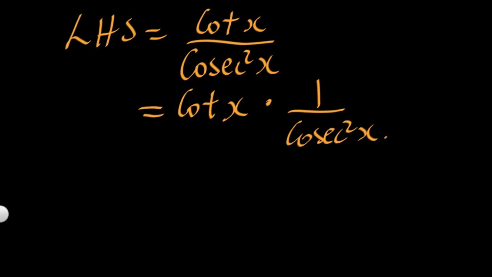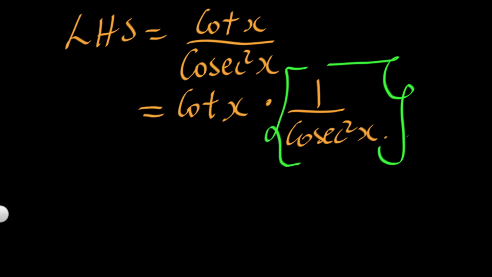All right, we know that 1 over sine is cosec. But if we have 1 over cosec, it means that is sine. So this part here is the same as sine squared x. And this part here, cot x, we know that cot x is cos over sine. So cot x is cos over sine. I'm going to use that to try and simplify this further.